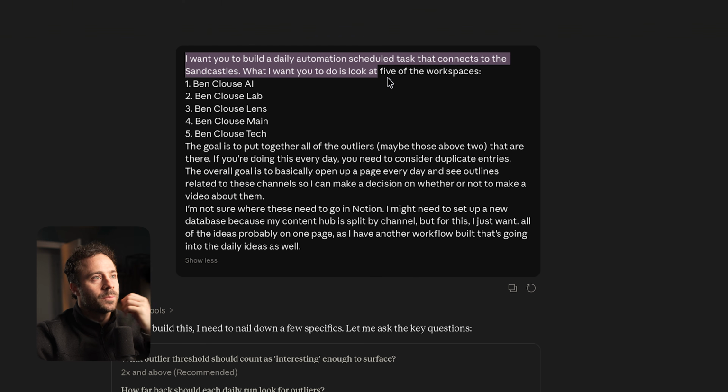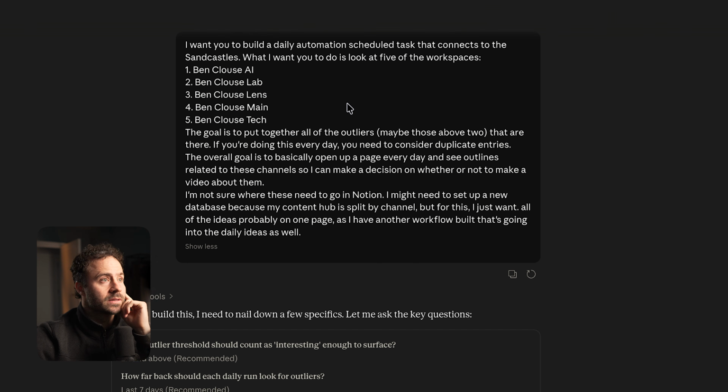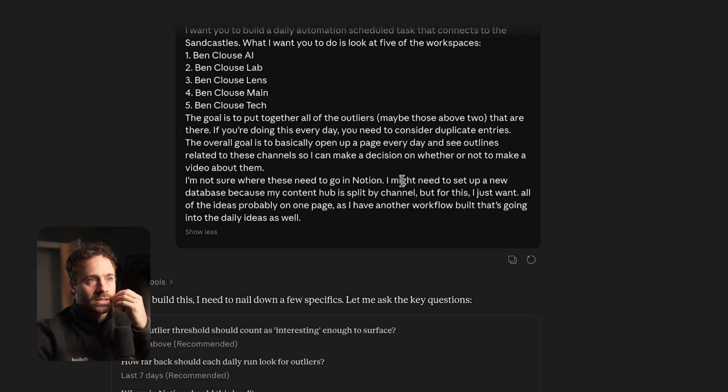So I said, I want you to build a daily automation scheduled task that connects to Sandcastles. What I want you to look at is 5 different workspaces. So it's looked at my 5 different workspaces. The goal is to put together all of the outliers, maybe those above 2. If you're doing this every day, you need to consider duplicate entries. The overall goal is to open up a page every day and see outliers related to these channels so I can make decisions on whether or not to make a video about them. I'm not sure whether these need to go in Notion. I might need to set up a new database.